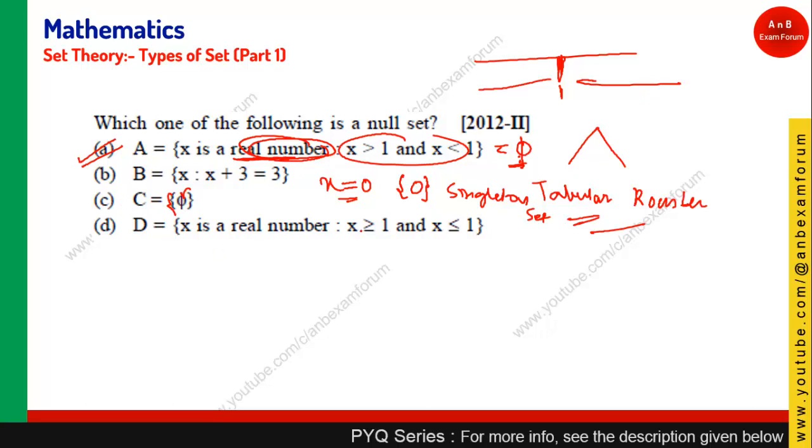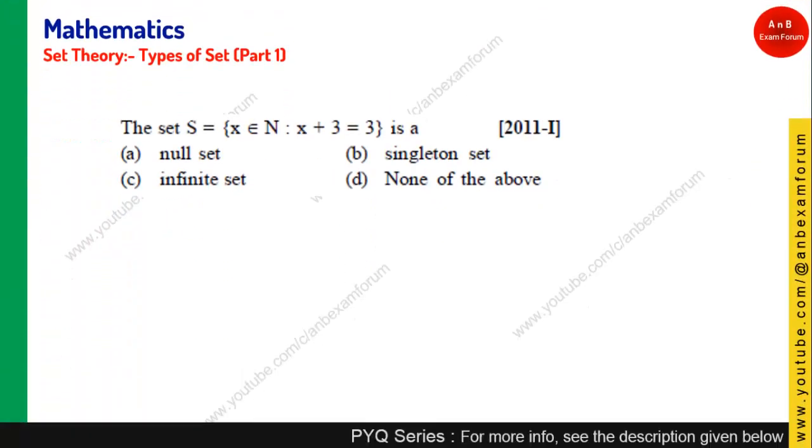Coming to this, x is a real number, x is greater than or equal to 1 and less than or equal to 1. So 1 is the number which you can represent in this set. So x equal to 1, again this is a singleton set. So option A is the right answer. Okay, let's see the next question.